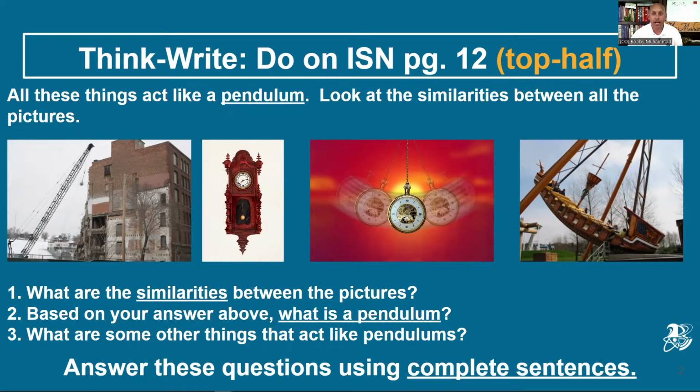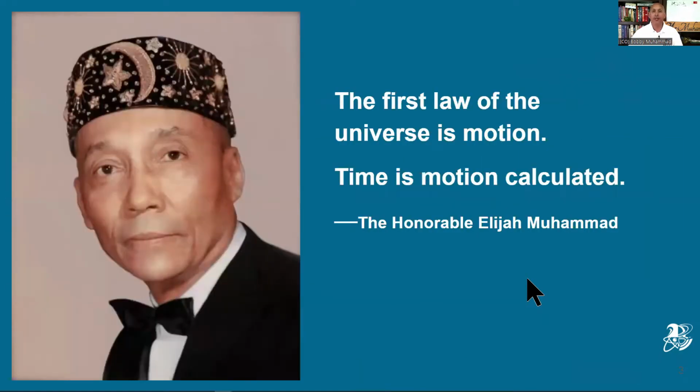Now that we have our Think Right complete, let us go after our purpose, our aim in this lesson and the activity herein. But let's first start with words from the Honorable Elijah Muhammad. He taught us that the first law of the universe is motion. He also taught that time is motion calculated. So when you calculate motion, you are calculating time.